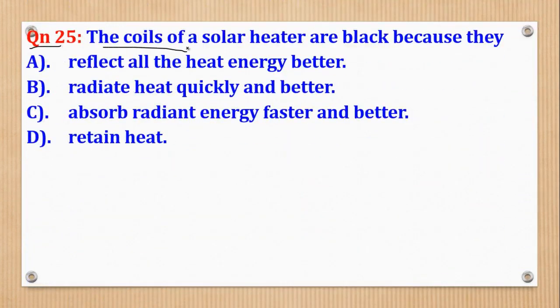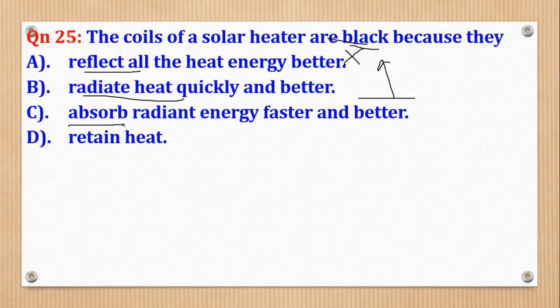Question 25. The coils of a solar heater are black because they: Part A, reflect all the heat energy better. Part B, they radiate heat quickly and better. Part C, they absorb radiant energy faster and better. And Part D, they retain energy. So they said black, and here they said reflect all heat energy. It is not okay because black is a good absorber. Then they said radiate heat energy. Radiating is transmitting. It is not okay because black absorbs.